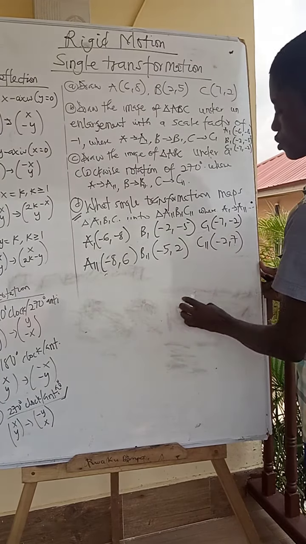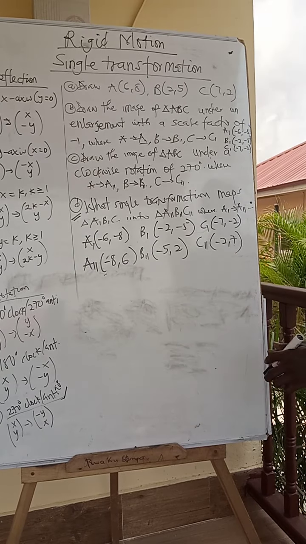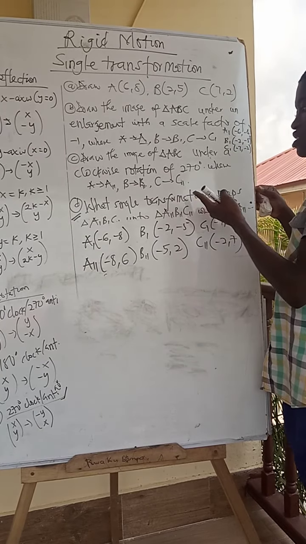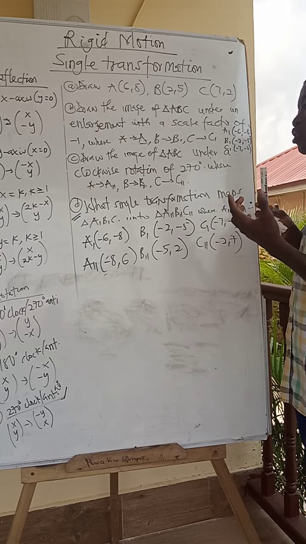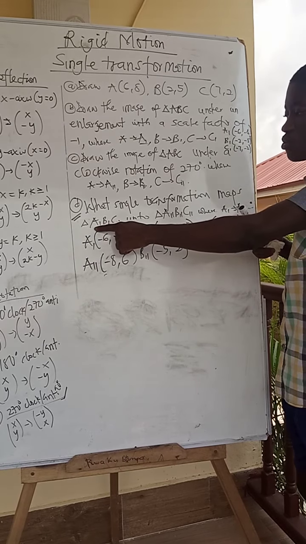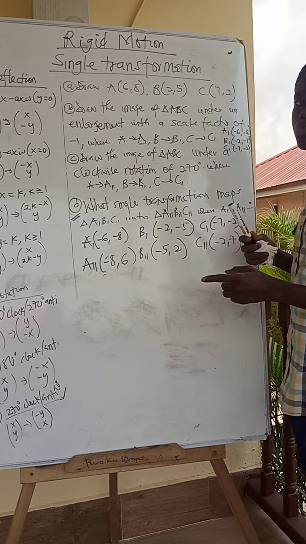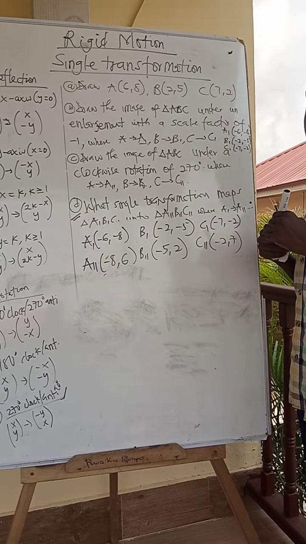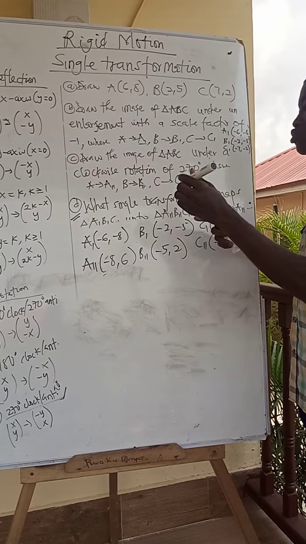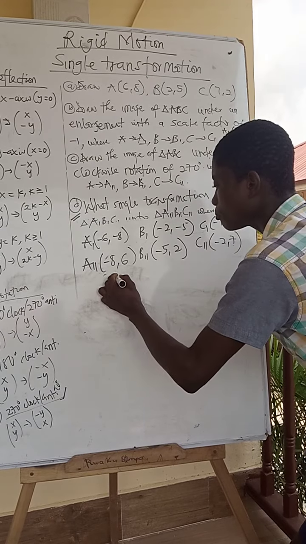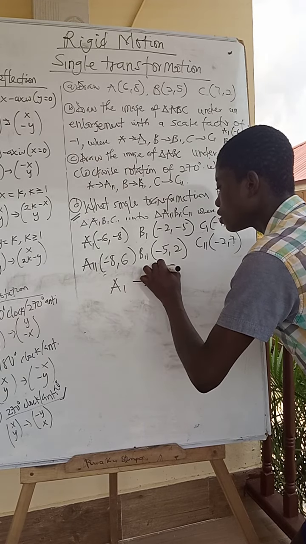Right, so we are now going to solve the question. When they ask you for a single transformation, pay very close attention to this particular one. We are mapping A1, B1, C1 onto A2, B2, and C2. So just take only one. Map A1 onto what? A2.